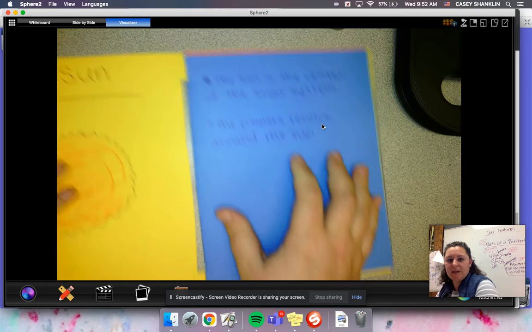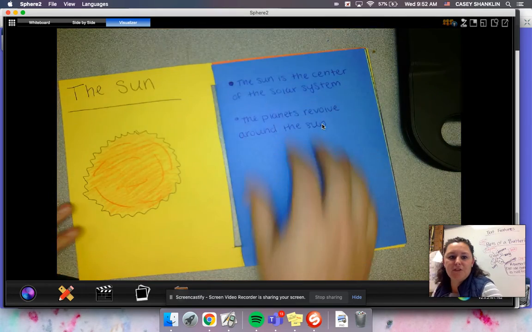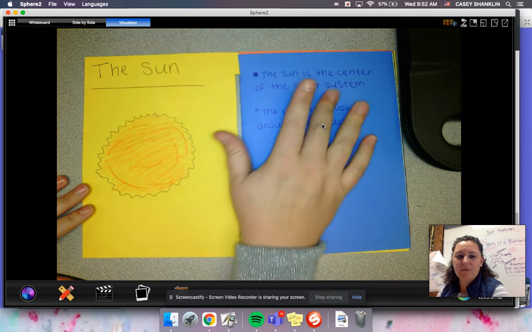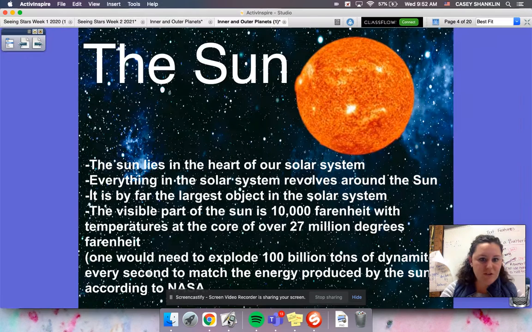So on the left side of your page, let me raise my camera up. On the left side of your page, you're going to put the name of what we're talking about and then a picture. And on the right side is where we're going to put our bullet points for information. So where we're getting our information from is over here.